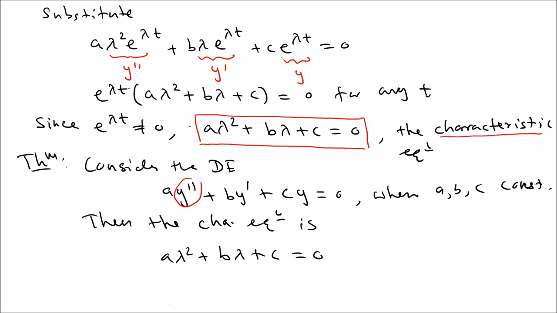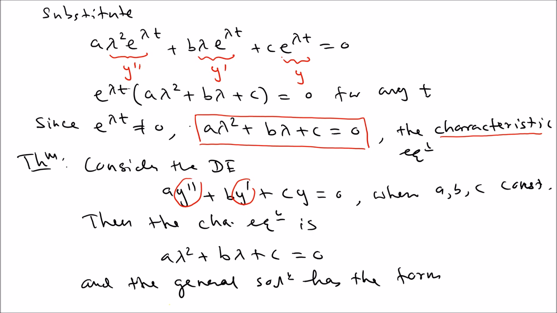So see what happens. Is there a connection? Y double prime, lambda squared; y prime, lambda to the first power. There are no derivatives, lambda to the zero power. Now we can write the general solution for this one in three forms. So let's write them separately. The general solution has the form... Let's try it one by one. There are three cases to consider because this is a quadratic equation. There can be two distinct real roots, equal real roots, or complex roots. So we have three cases.